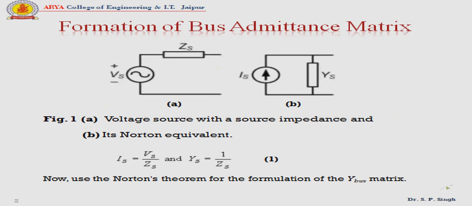Now the formation of bus admittance matrix. Consider the voltage source Vs with a source impedance of Zs as shown in figure 1a. Using Norton theorem, this circuit can be replaced by a current source Is with a parallel admittance of Ys as shown in figure 1b. The relation between the original system and the Norton equivalents are given in equation number 1.